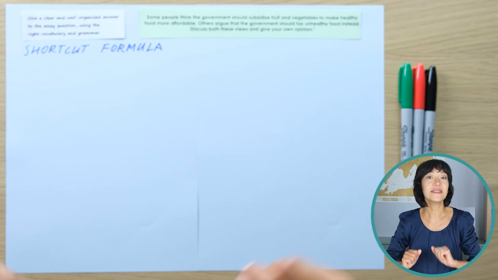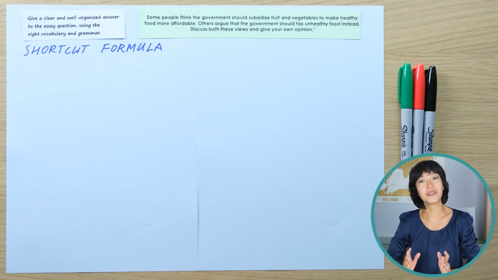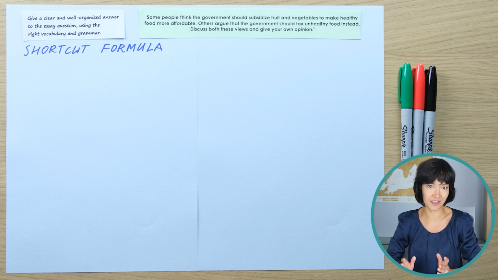And yes, we need a task. Some people think that the government should subsidize fruit and vegetables to make healthy food more affordable. Others argue that the government should tax unhealthy food instead. Discuss both these views and give your own opinion.